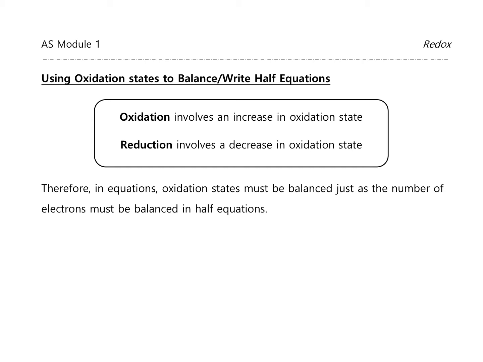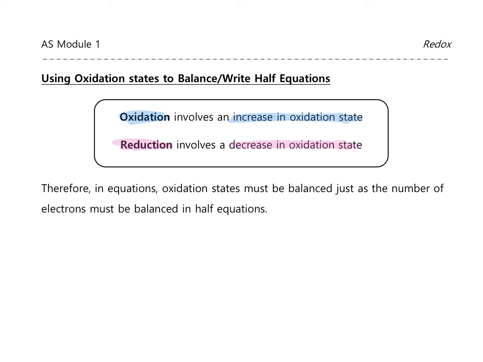So we're using oxidation states to balance or write half equations. And what you need to remember is that oxidation involves an increase in oxidation state and reduction involves a decrease in oxidation state. This is just on page 15. We're not going to go through all of page 15 because we did that on Monday. But in equations, whether that's half equations or ionic equations or full equations, oxidation states must be balanced, just as the number of electrons must be balanced in half equations.